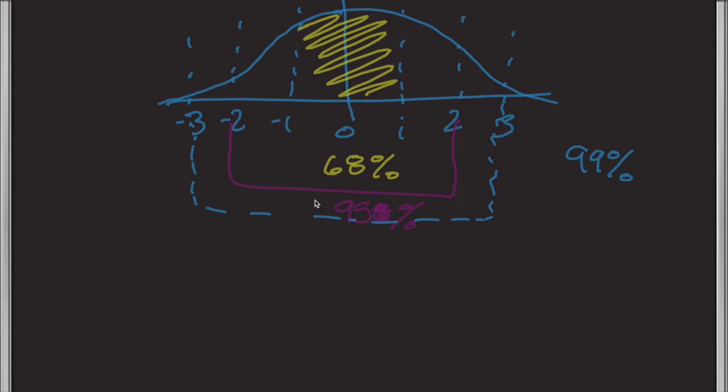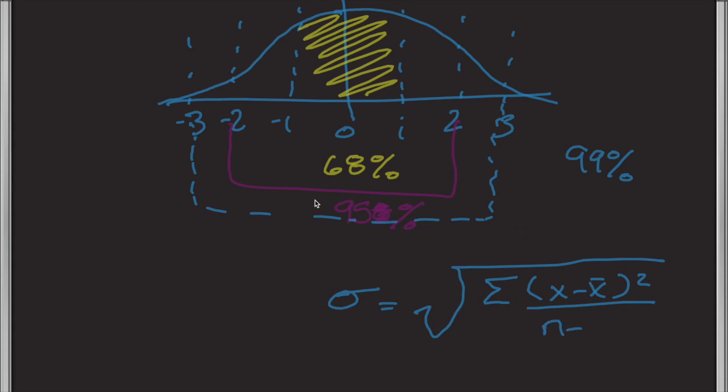Sigma can be estimated or calculated as the square root of the sum of the differences of each observation minus the population mean, squared, all over n minus 1. The example that we used in class this week, let me see if I can get a new board here.